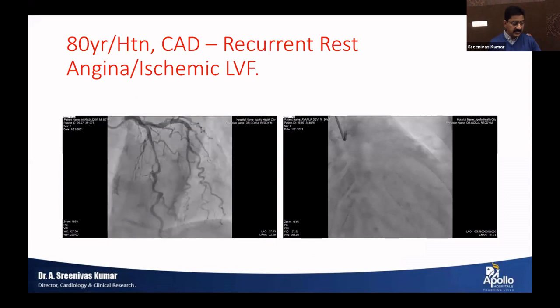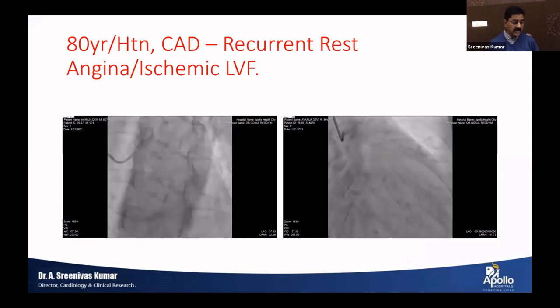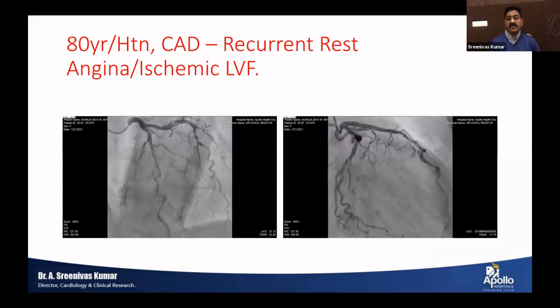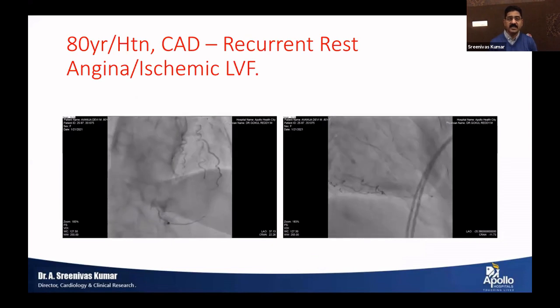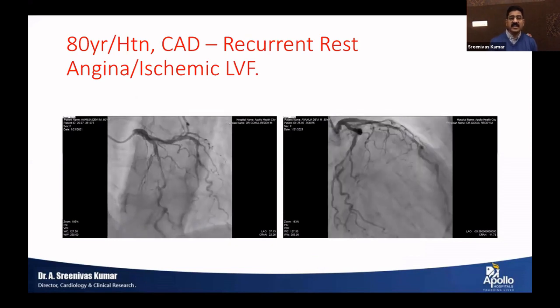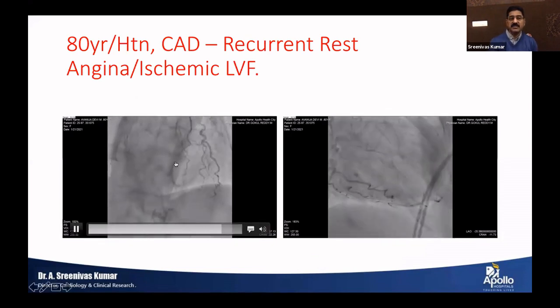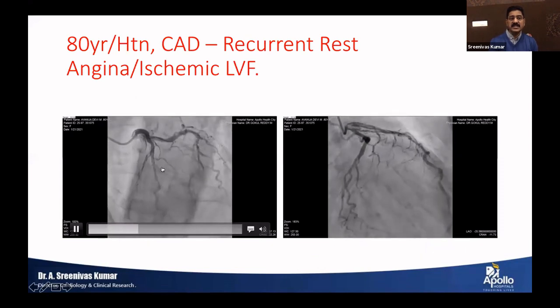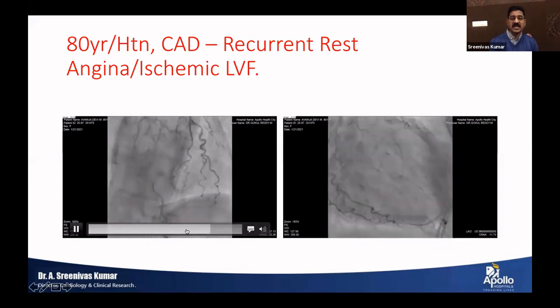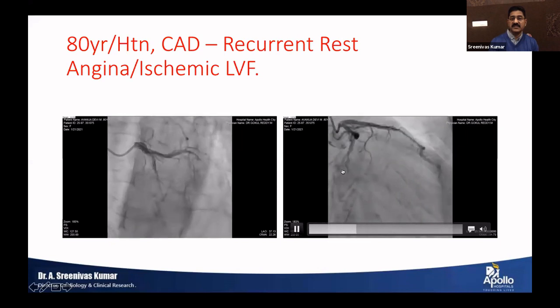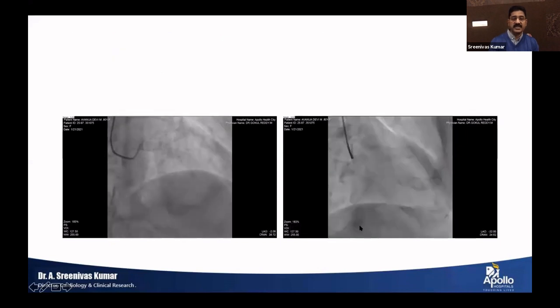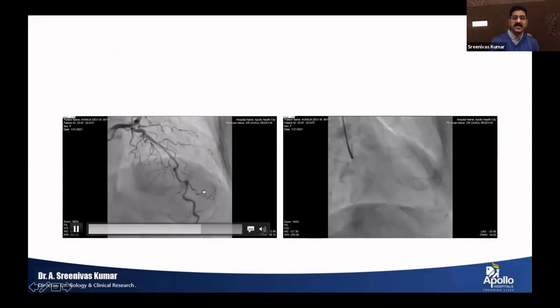See this again. This is again an 80-year-old. Our patients are also getting older. This patient was admitted with recurrent rest angina, probably admitted with ischemic LVF recently. And see this type of tortuous vessels. In the earlier generation stents, you never could track such lesions. See this, identify it well.